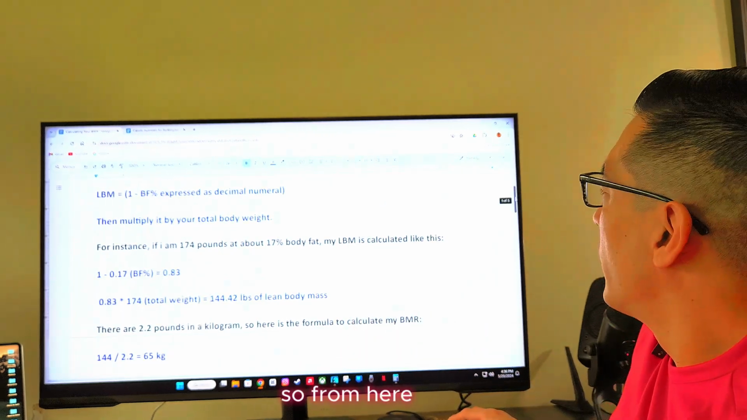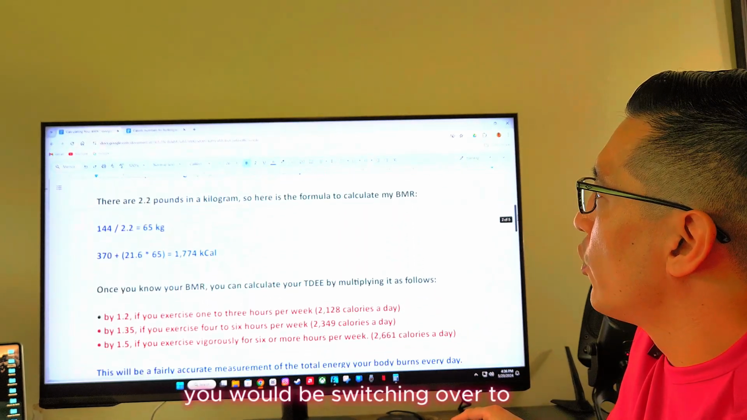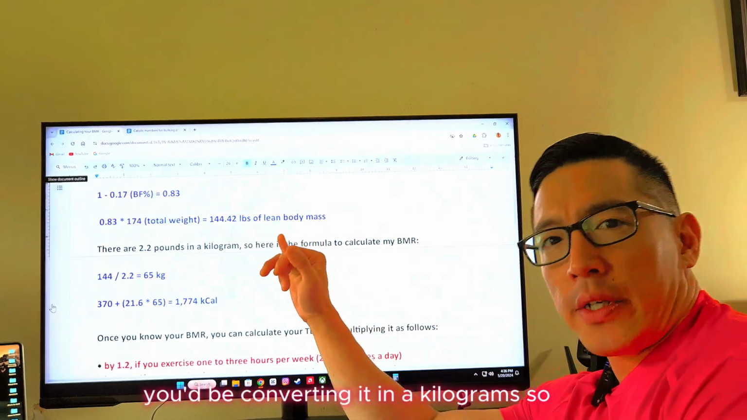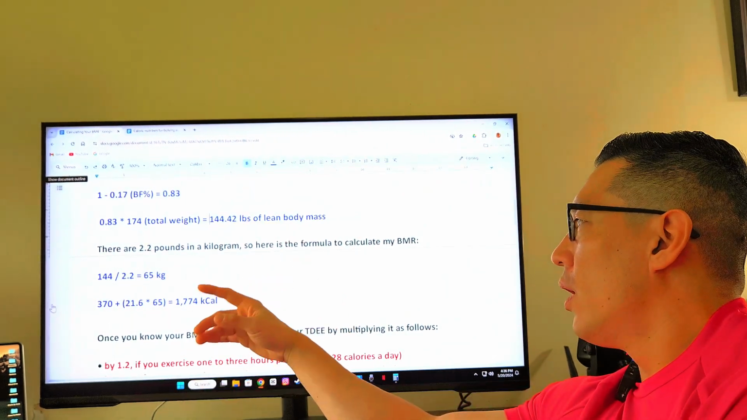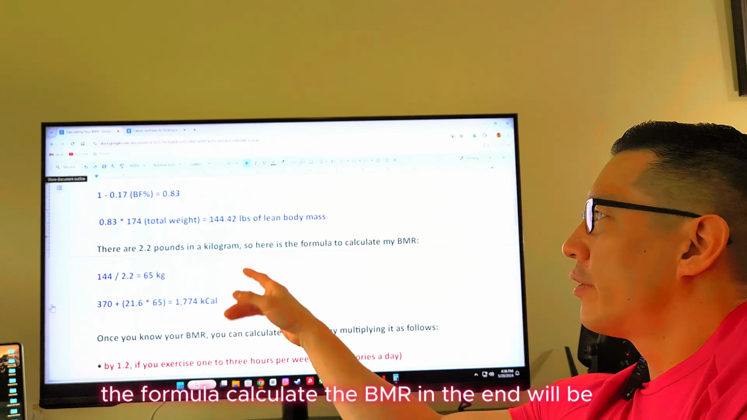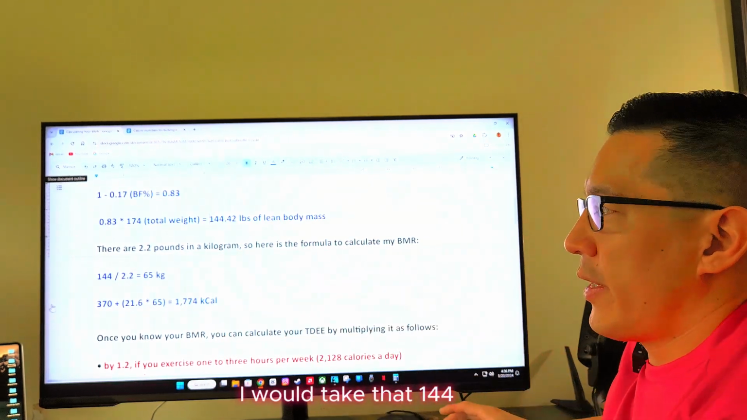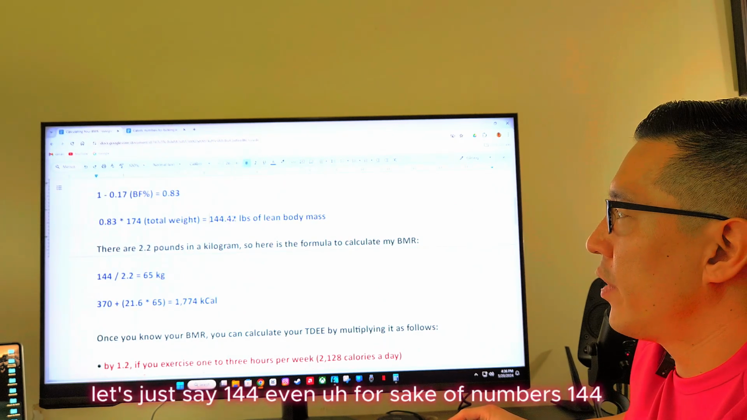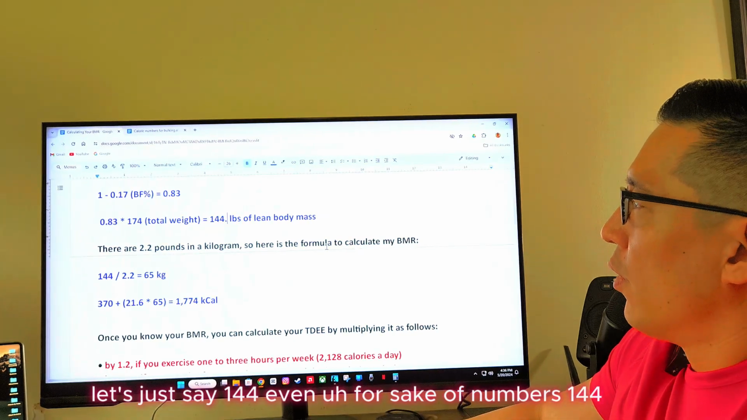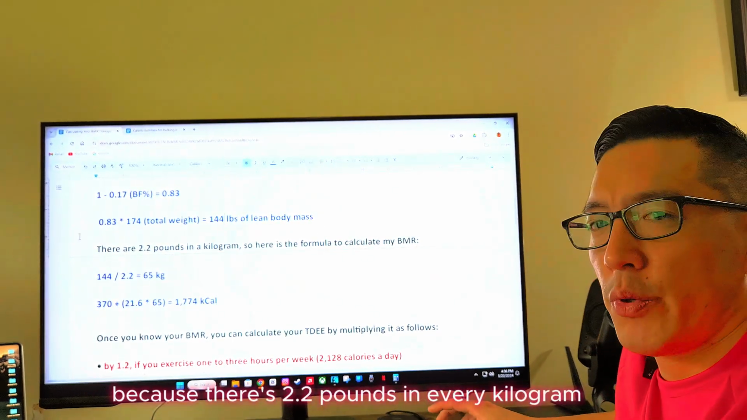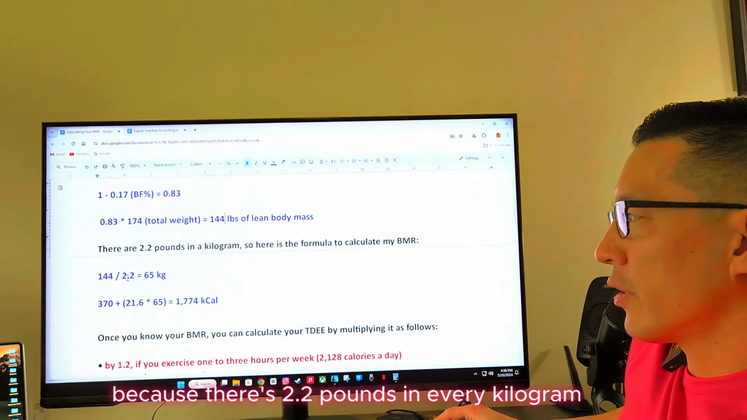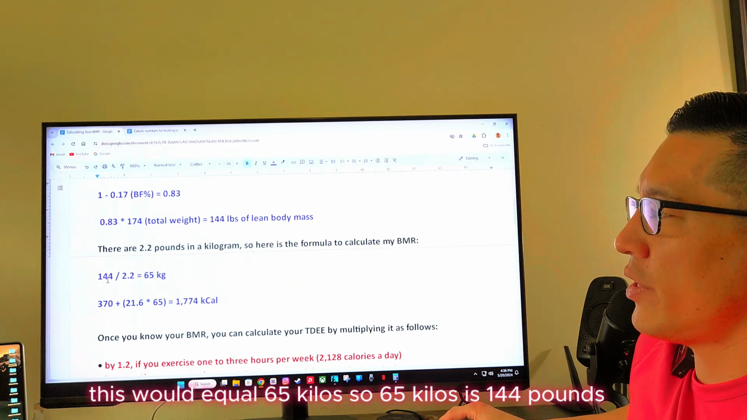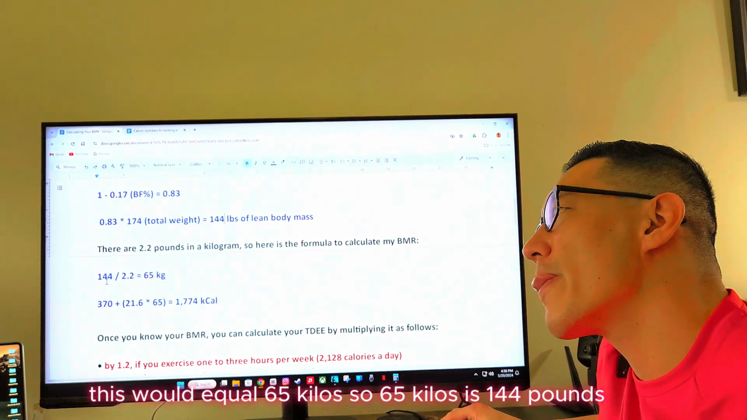So from here, you would be converting it into kilograms. So the formula to calculate the BMR in the end will be, I would take that 144, let's just say 144 even, for sake of numbers. 144, because there's 2.2 pounds in every kilogram, this would equal 65 kilos. So 65 kilos is 144 pounds.